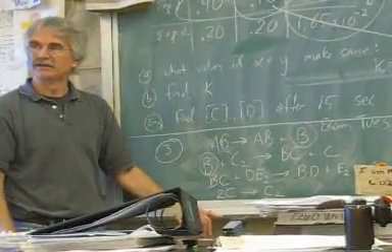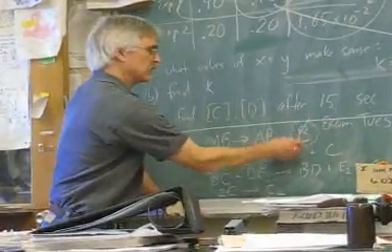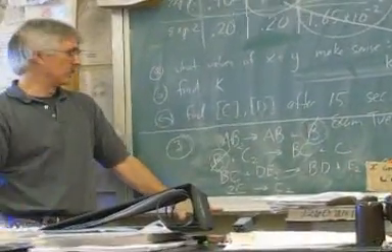So what do we call it? Intermediate. So B is an intermediate. It's not there in the end.